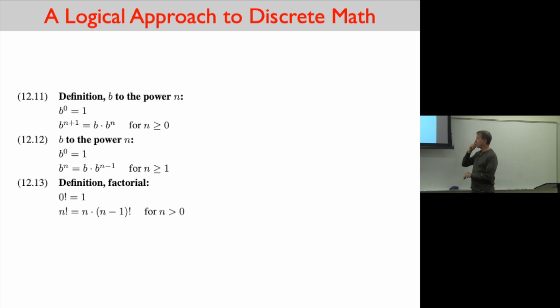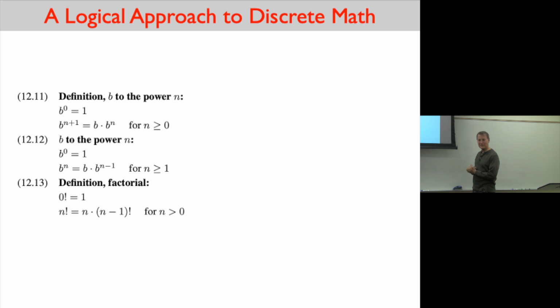Now, let's take a look at this set of definitions that we have. 12.11 is the definition of b to the power n. And 12.12 is another definition of the same thing, b to the power n. And 12.13 is the definition of factorial. Now let's take a look at each one of these. How many lines do we have in each one of these definitions? We have 2 lines.